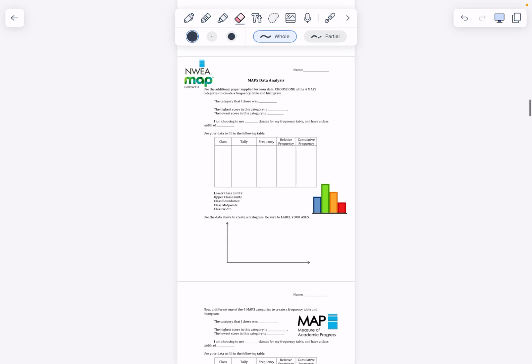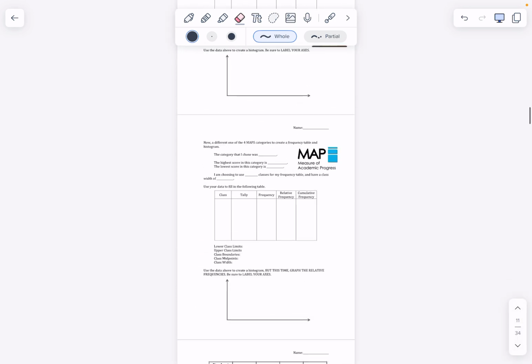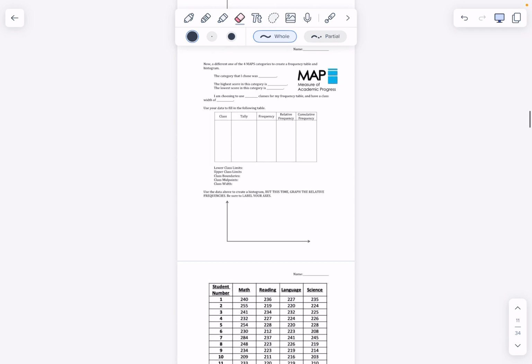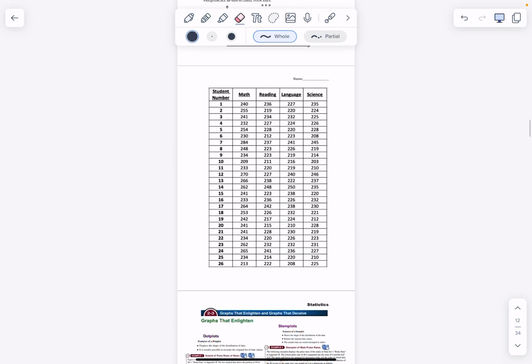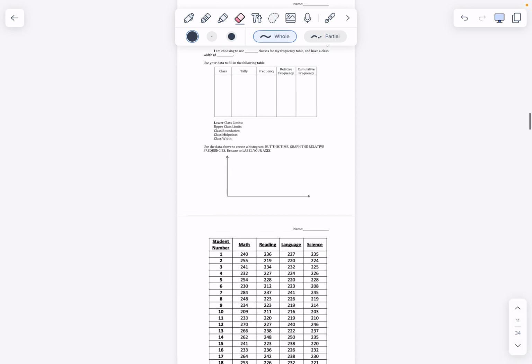So you have 2 pages, and they both look kind of the same. I've got 2 pages that are the same, and then we have this data right here. Okay, we're going to do one of the pages together. The front side we'll do together, and then you'll do the back side on your own.